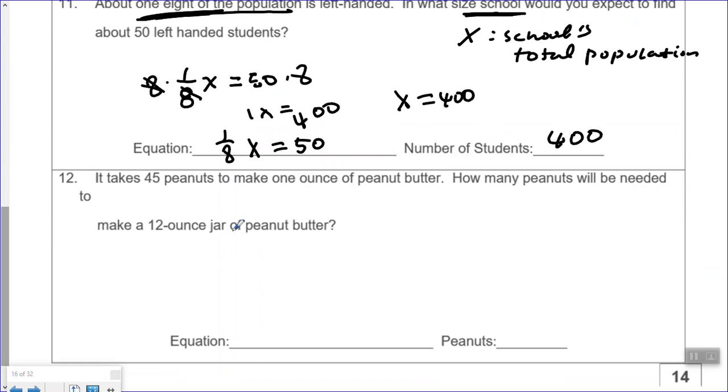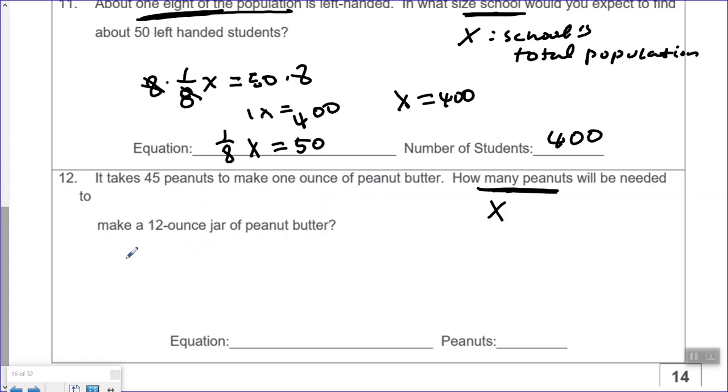Okay, 12. If it takes 45 peanuts to make 1 ounce of peanut butter, how many peanuts will be needed to make a 12 ounce jar of peanut butter? Okay, so how many peanuts are needed? That's x. X is the number of peanuts that will be needed to make a 12 ounce jar. And they say it takes 45 peanuts to make 1 ounce of peanut butter. So you can set up a proportion for this one.